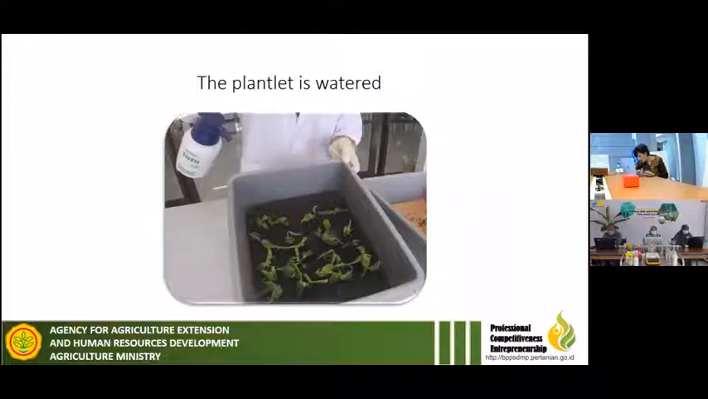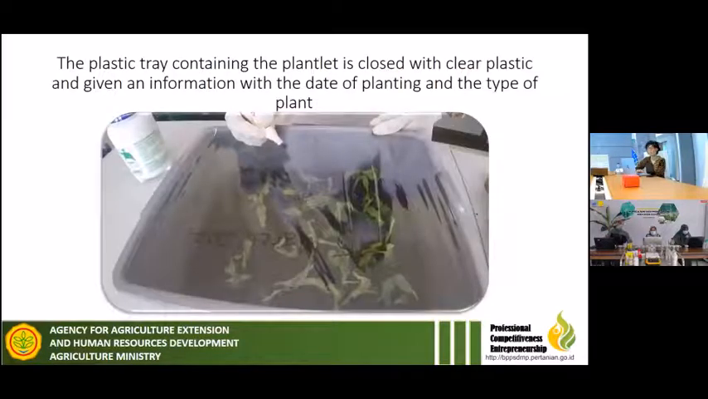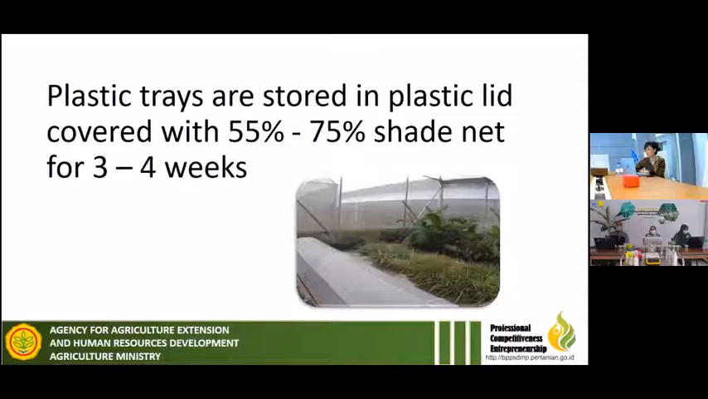This potting medium should be uniformly moistened with a small amount of water before it is placed into the nursery containers. This will help to stabilize the roots during planting. So I think it's compulsory to do. After that, we put the plastic above the plastic tray. It will be stored under the plastic lid cover with 55% to 75% shade net for 3 to 4 weeks.